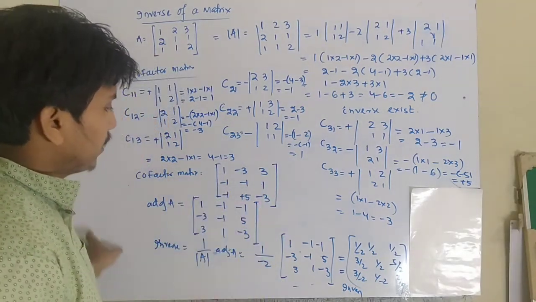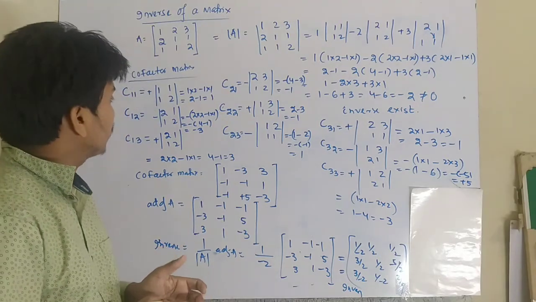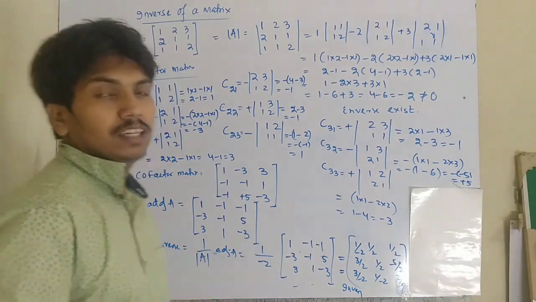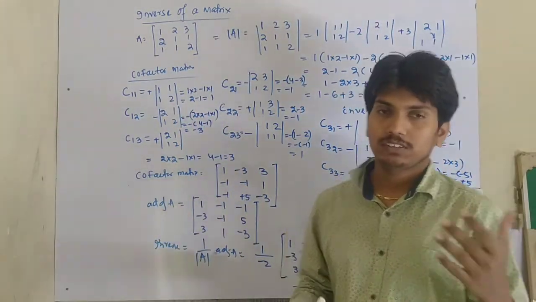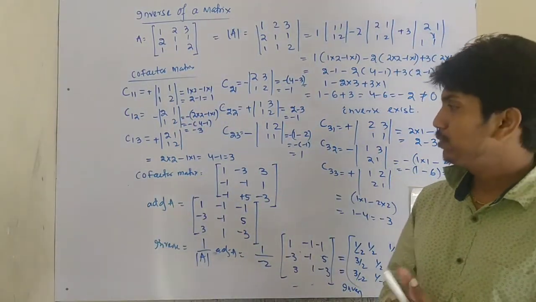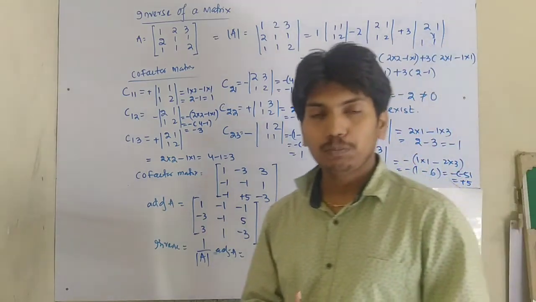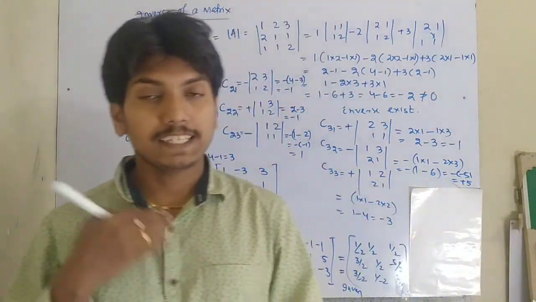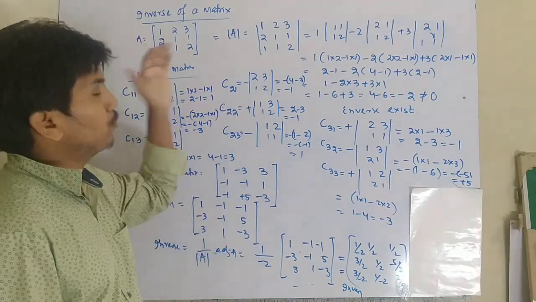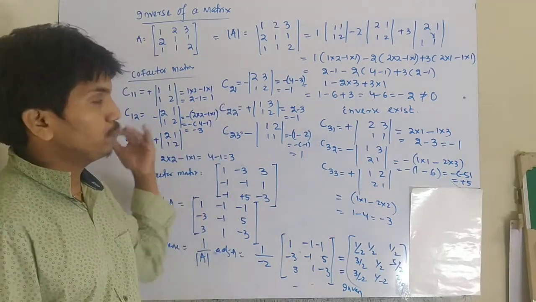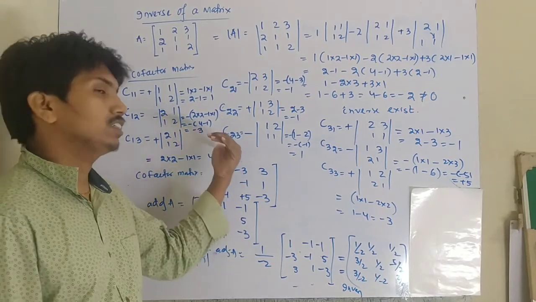So this is the inverse matrix. I think you can understand easily, but those students who did not see my previous video on how to find the cofactor matrix, adjoint matrix, and expansion, you have to see the previous episodes, then you will understand better.